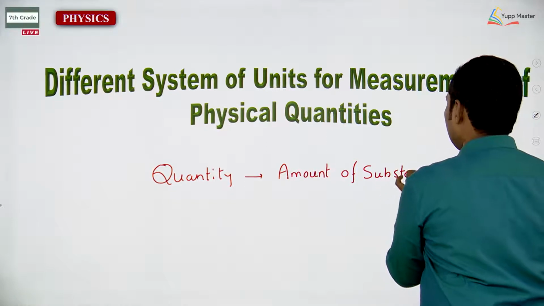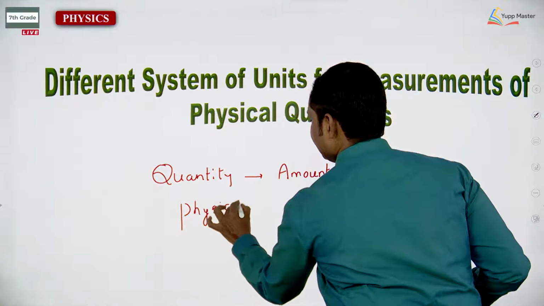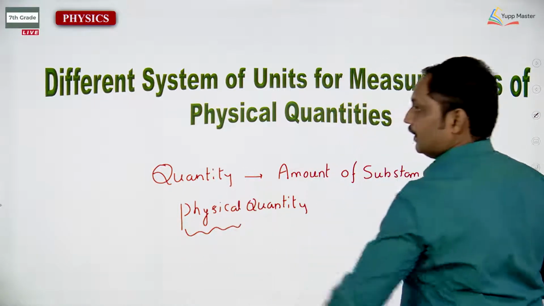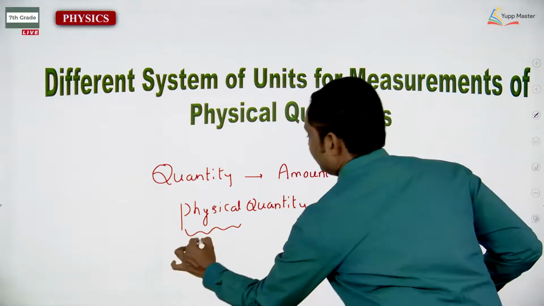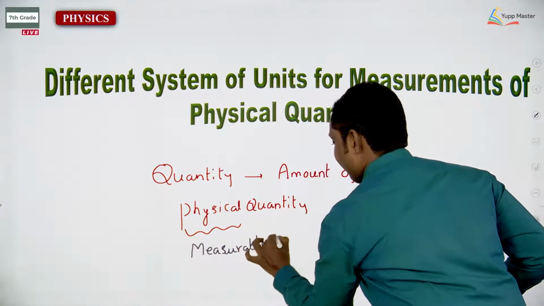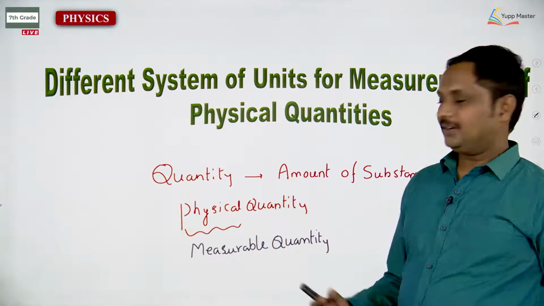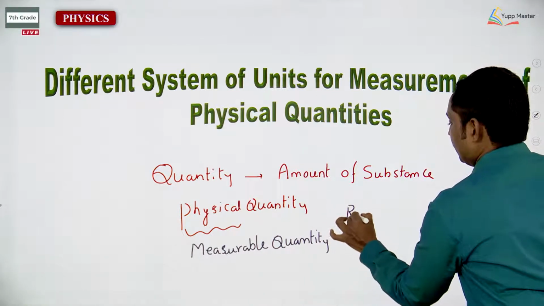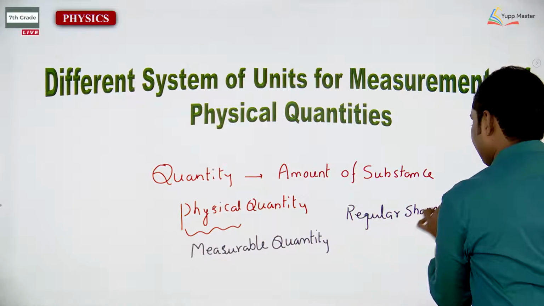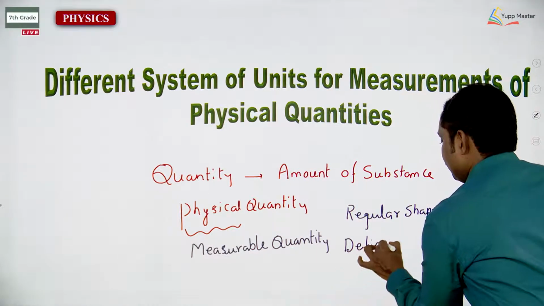All right. Now you can say that a physical quantity is going to be a measurable quantity. It is possible to measure a quantity which has a regular shape. Is it clear? It has a regular shape and is defined properly.